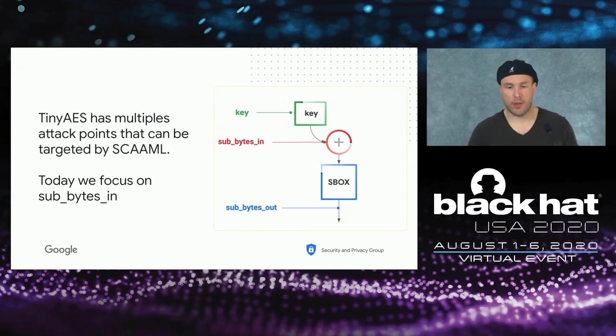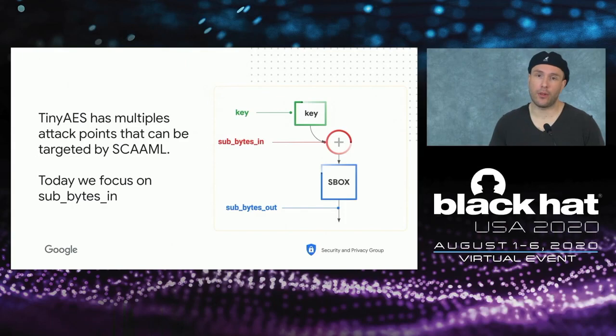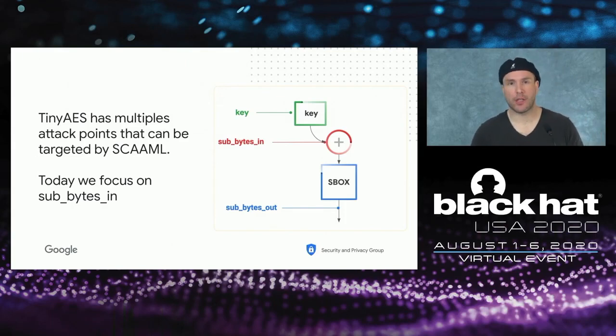Today, we're going to only focus on one of them, which is subbyte in, which is basically the intermediate point which happens, as you can see on the diagram, after we have XORed the key with the plaintext. You could also target subbyte out if you wish. As we explained earlier in the previous talk, trying to target the key doesn't work really well. This is not a vulnerable point for TinyAES, so your model will probably not get as good an accuracy. And given that we are trying to get the most obvious leakage for now, subbyte in is perfectly fine.